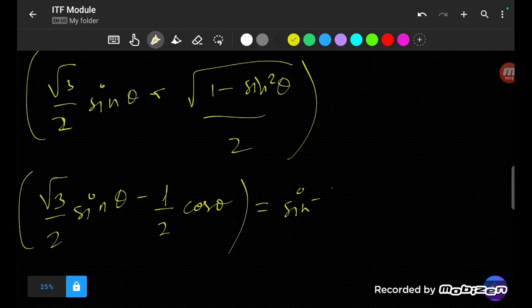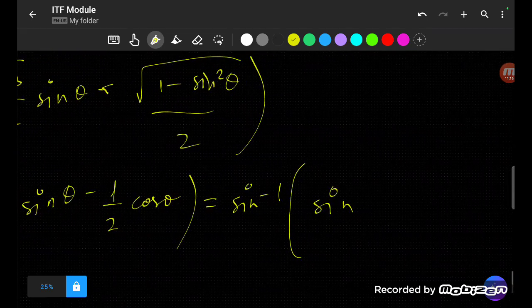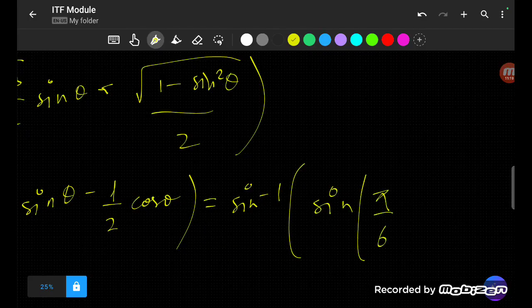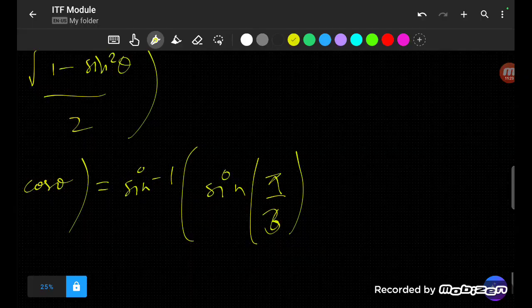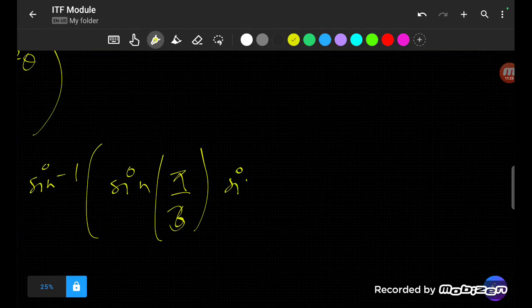This is sin inverse sin. This is sin pi by 6. Sorry, pi by 3. Sin pi by 3 sin theta.